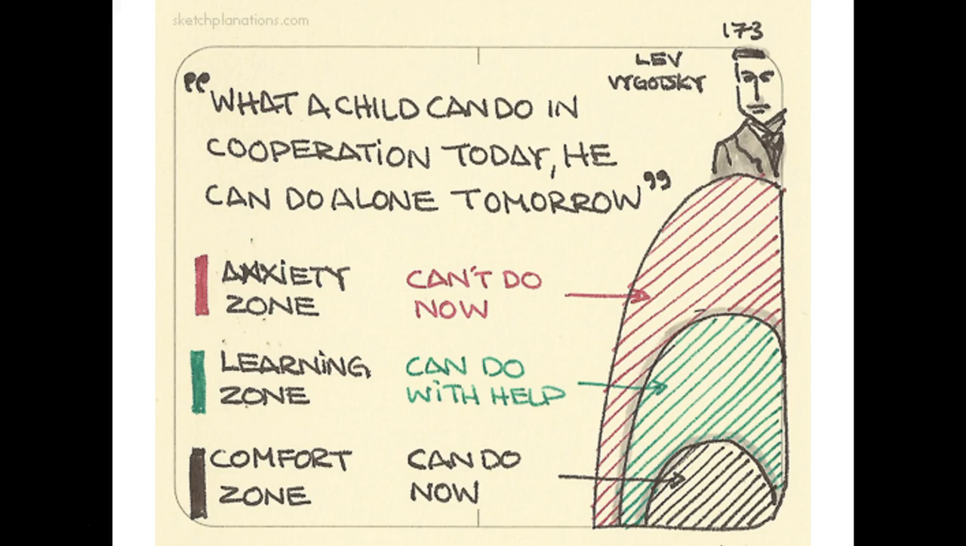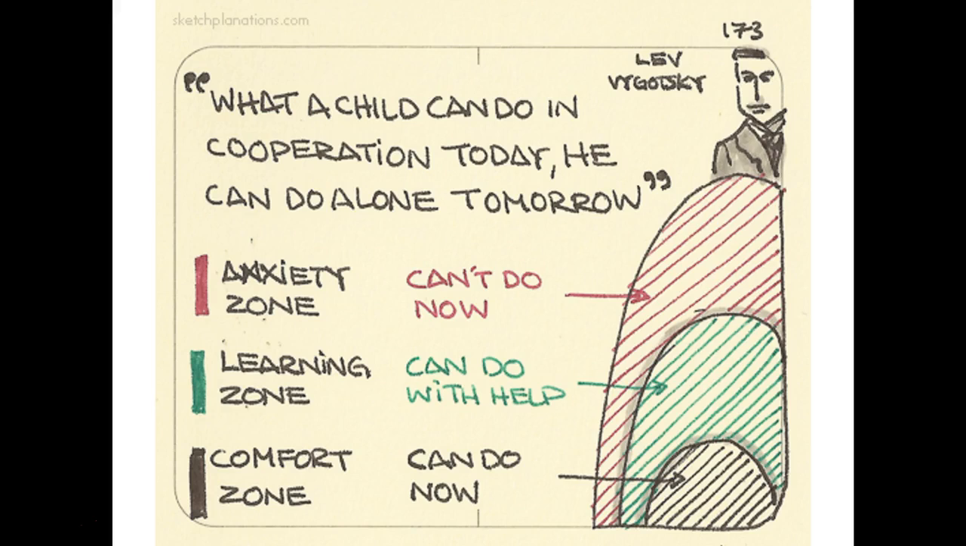So we know that Lev Vygotsky came up with this idea of scaffolding in the zone of proximal development. And this graphic shows you what that means. So again, what a child can do with support today, he can do alone tomorrow. So what we're looking at is, how do we support the child so that they reach the next developmental or learning level and can do that on their own without help.